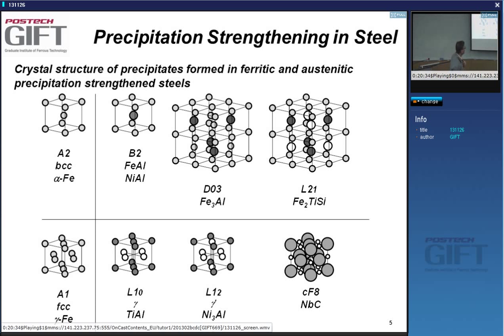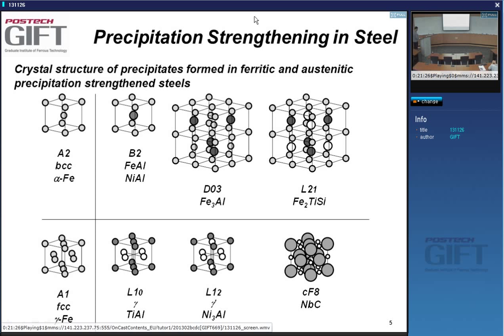Then we can also go one step further and complicate the structure of DO3 one more step by having the four unit cells in the DO3, which still looked like A2, and now in the center we put another atom. For instance, on the dark atoms, titanium, the lighter atom, silicon, and I get a structure which is called the L2-1 structure. And in steels, you can have the L2-1 structure with precipitates Fe, titanium, silicon.